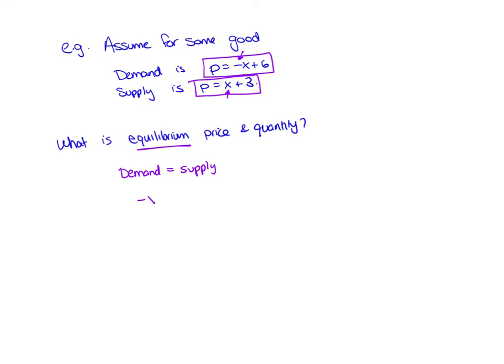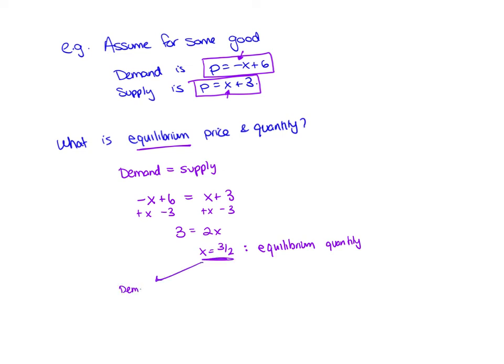So I'll do that. I get negative X plus 6 equals X plus 3. We'll get the X's on one side, so I'll add this X over. I'll subtract that 3. So I get 3 is equal to 2X, or X is equal to 3 over 2. So that's going to be my equilibrium quantity, because it's the X. Maybe it's in something that's measured like pounds or tons, so it would actually make sense to have a half there. Then I can take that X value and plug it into my demand equation.